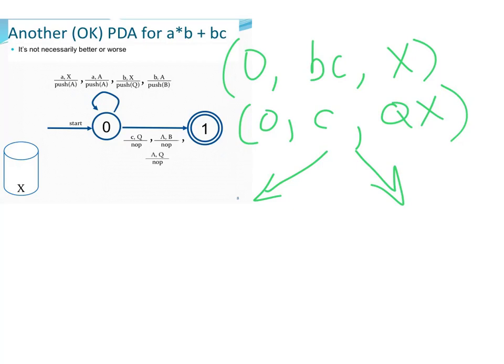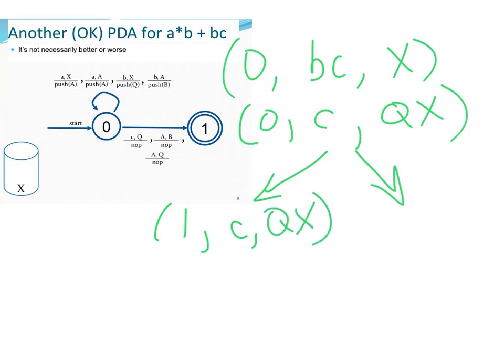So in the first case, if I take the transition to state 1, then I'm not processing that C, right? It's just a lambda jump, a free jump. So I'm going to take the transition to state 1. My string is still C, and this says that I don't do anything with my stack, so it's a no op. So I'm just going to leave the stack alone.